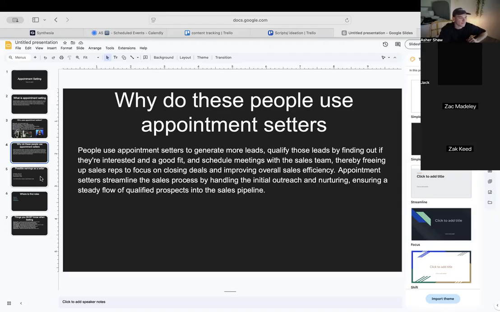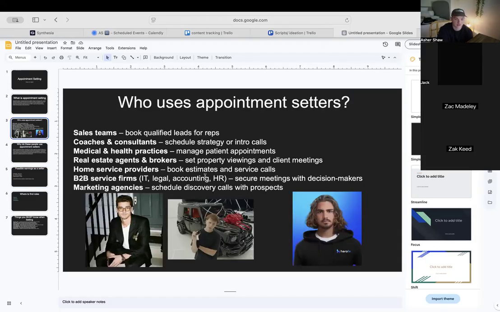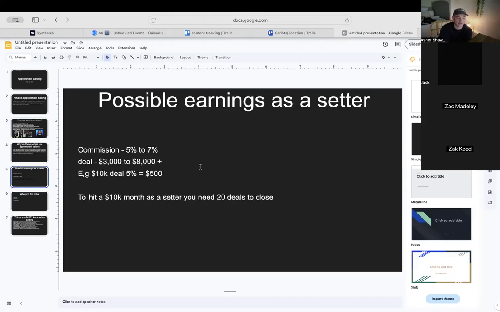Which they are. Now, possible earnings as a setter. It does vary. A lot of times you can be on a salary and earn good money, but a lot of times it's just commission, or it'll be both, a salary and also commission. So, possible earnings as a setter: commission of 5% to 7%. This is on a general deal of like $3,000 to $8,000, whether US or otherwise, up to 100K or more. We saw in this one real estate deals that are over 100K right there. So it really goes up to anything.